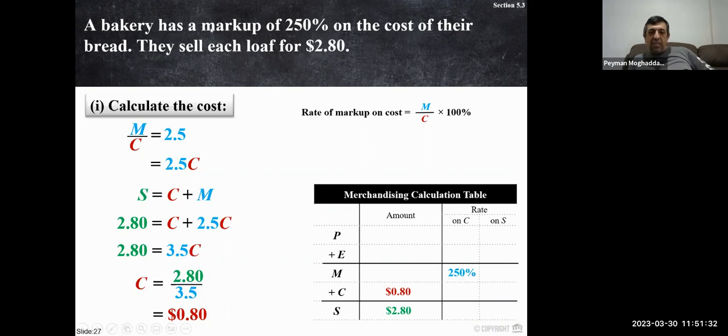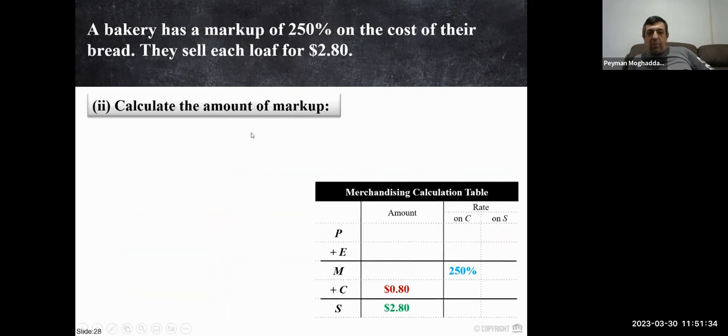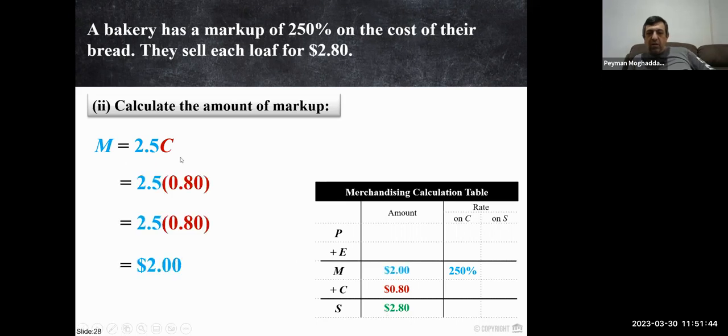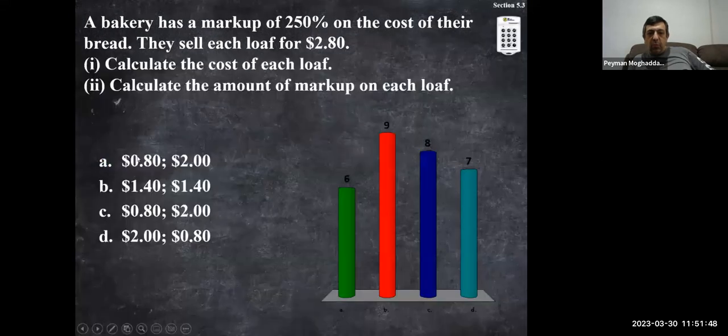And now they ask, what's the amount of markup? The markup is 250% of the cost, so 2.5 times cost. You already have the cost, 0.8. You put it there, and then you calculate that. It's going to be 2, okay? And the correct answer is going to be A. So 0.8 and 2 as the markup.